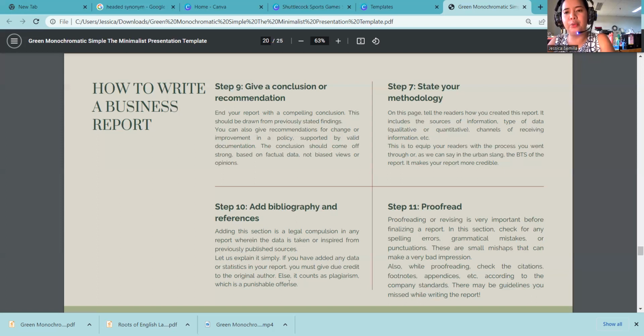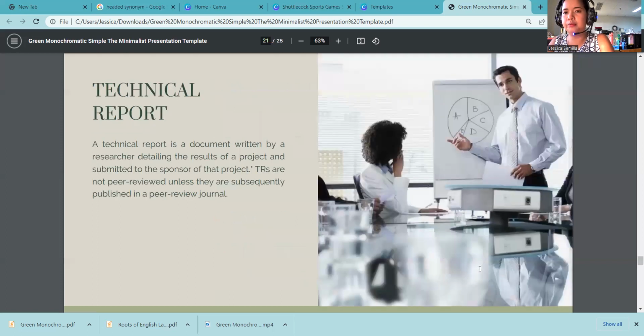So after putting already your bibliography, this is the time you try to really read and then proofread and then revise if there are some missing parts in the business report, and try to finalize it through checking the spelling, the grammar, the punctuations, and other mishaps that make a very bad impression about your business report. So aside from that, you try to check also the citation, footnotes, appendices, wherein it really follows the company standards.